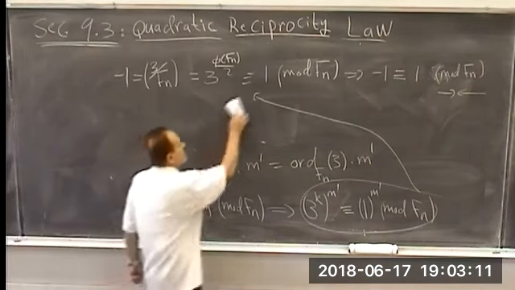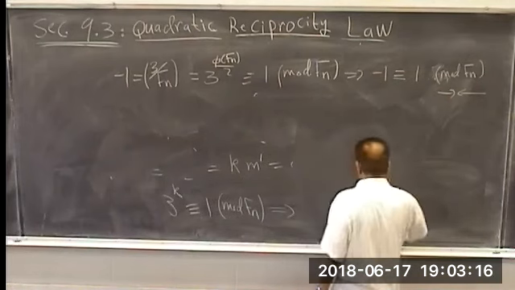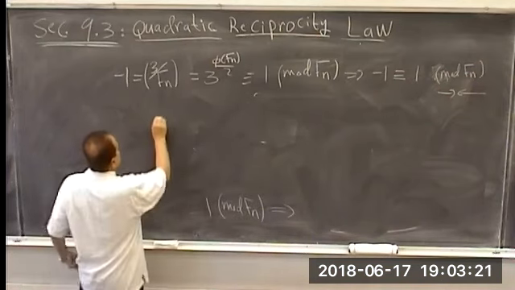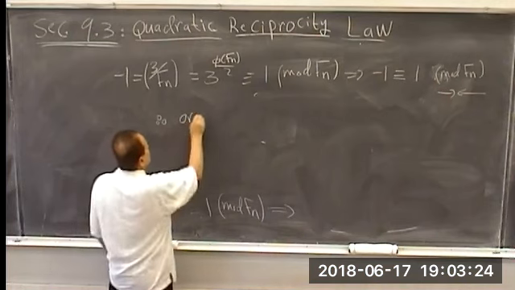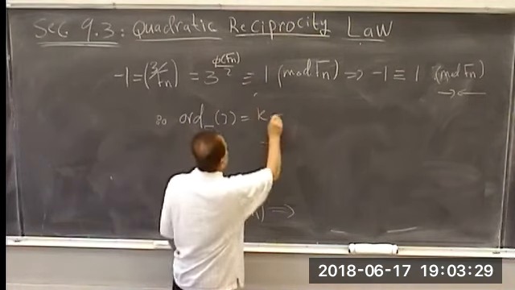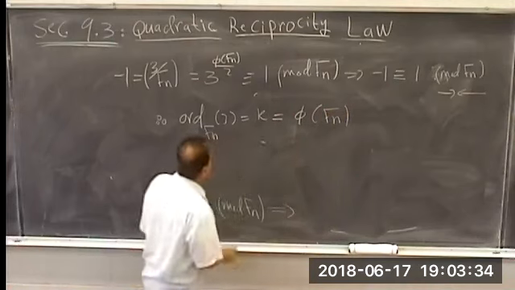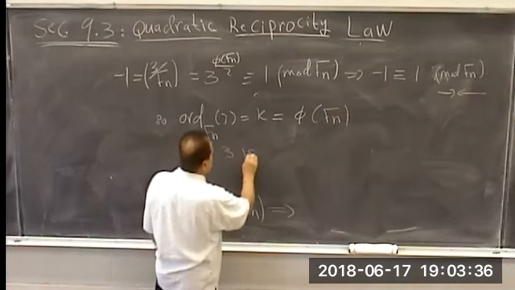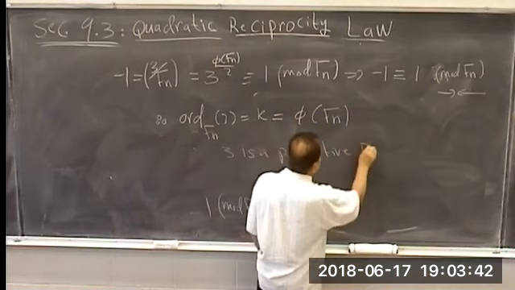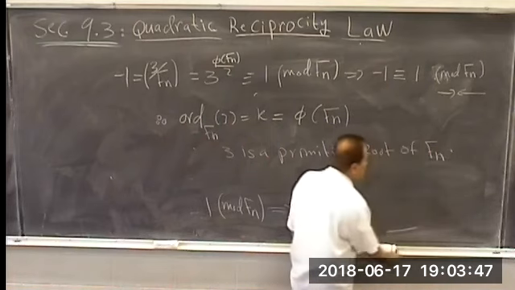Which means that we cannot have k less than phi of Fn. So k must equal phi of Fn. Therefore the order of 3 is equal to phi of Fn, and this makes 3 a primitive root of Fn. And this concludes the proof.